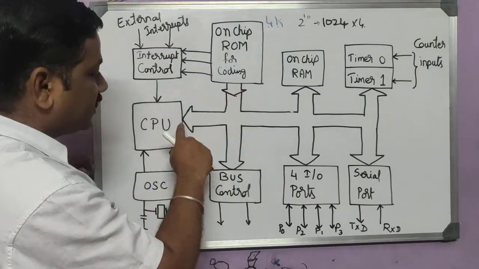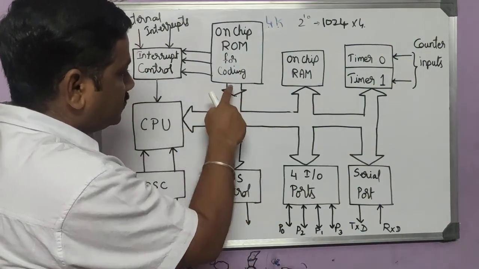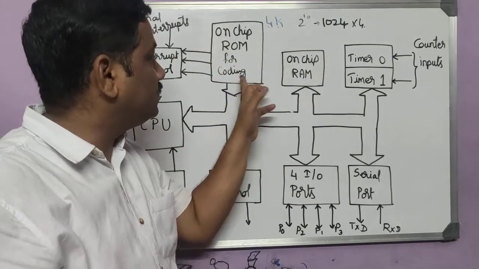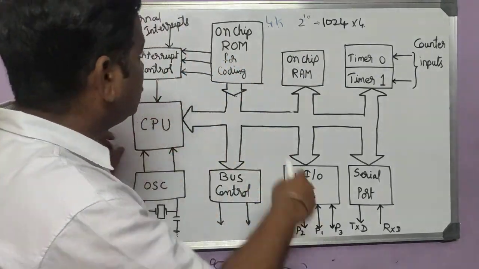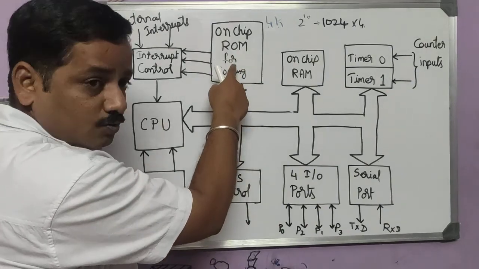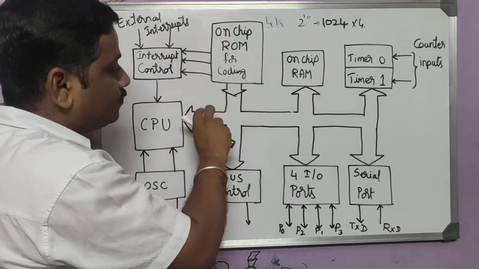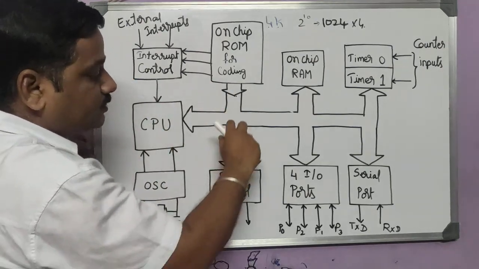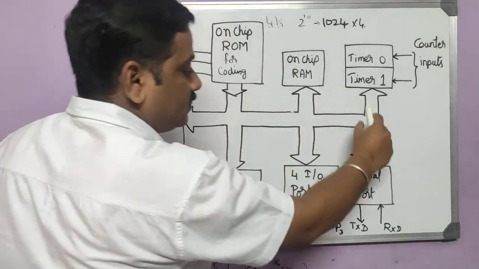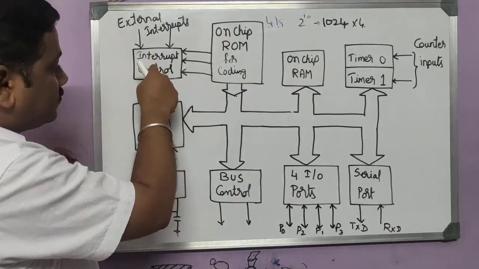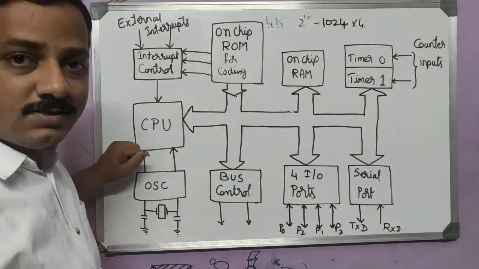And look at these directions. These are all bidirectional. This is the programming code, which is unidirectional. This is the only block which is unidirectional here. This will give the code, and the program will be given to the CPU. Further, this CPU will be interacting with the bus control and input output ports, serial port, timers, on-chip RAM. And this interrupt control will also give the signal to the CPU.